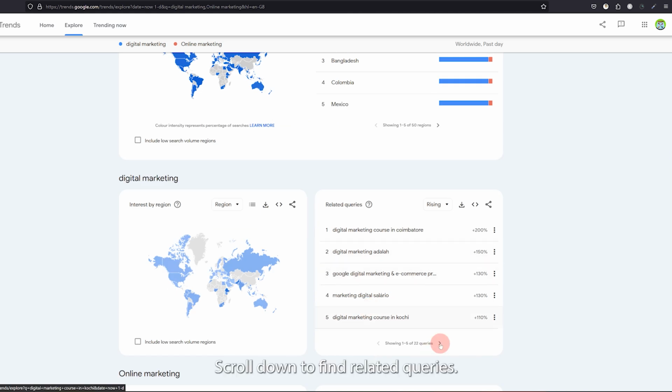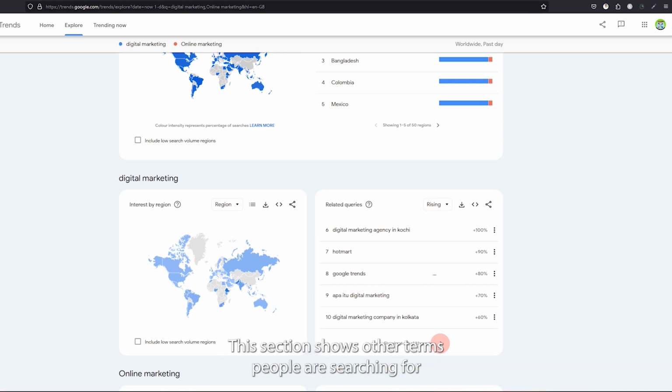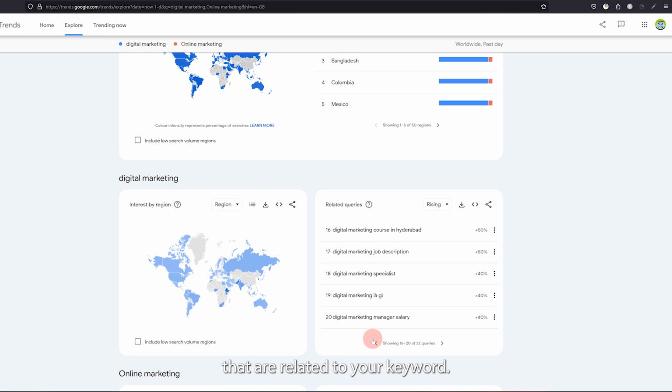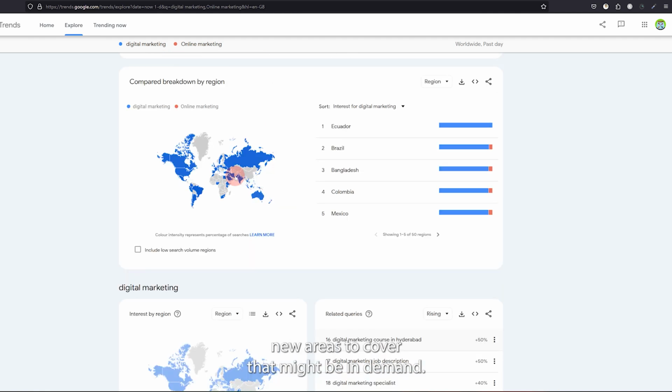Then number 5, explore related queries. Scroll down to find related queries. This section shows other terms people are searching for that are related to your keyword. This can help you refine your course topic or discover new areas to cover that might be in demand.